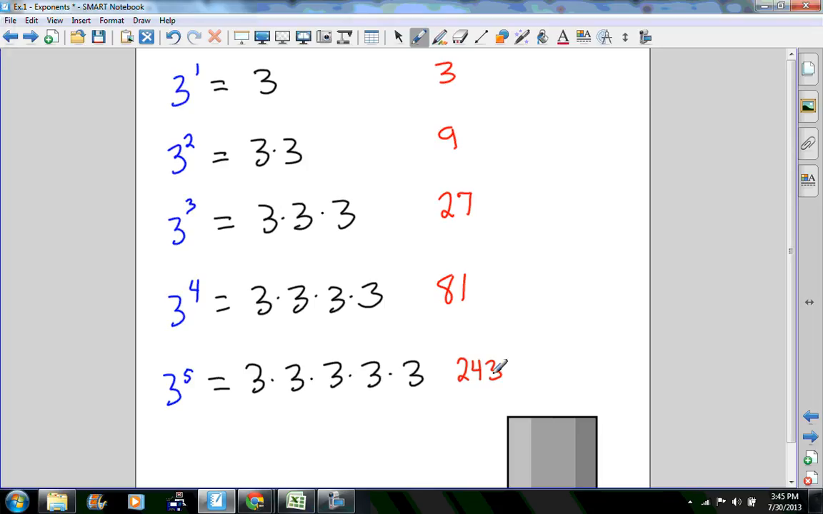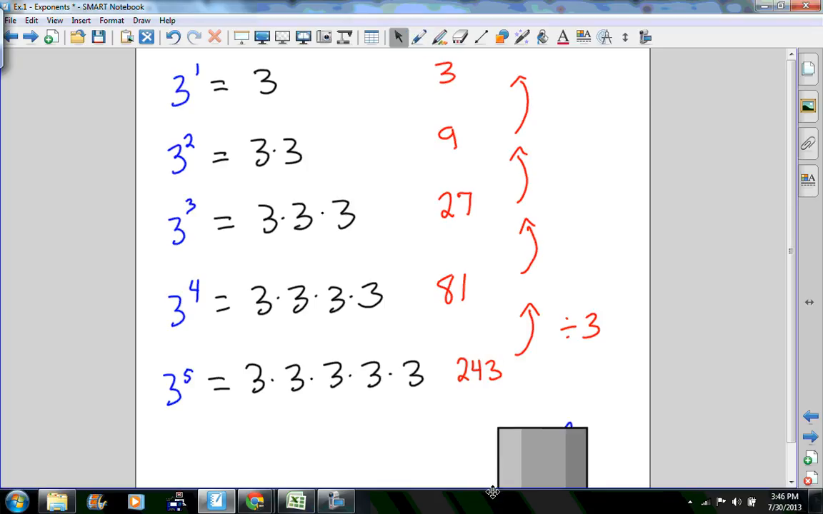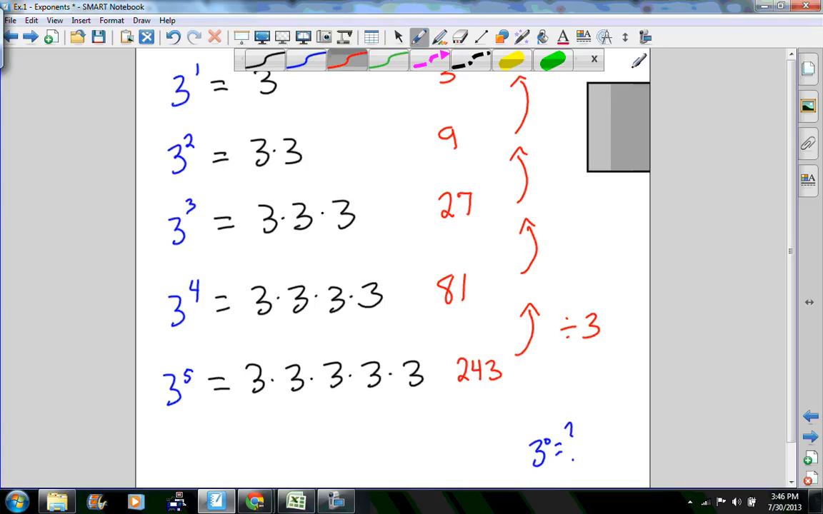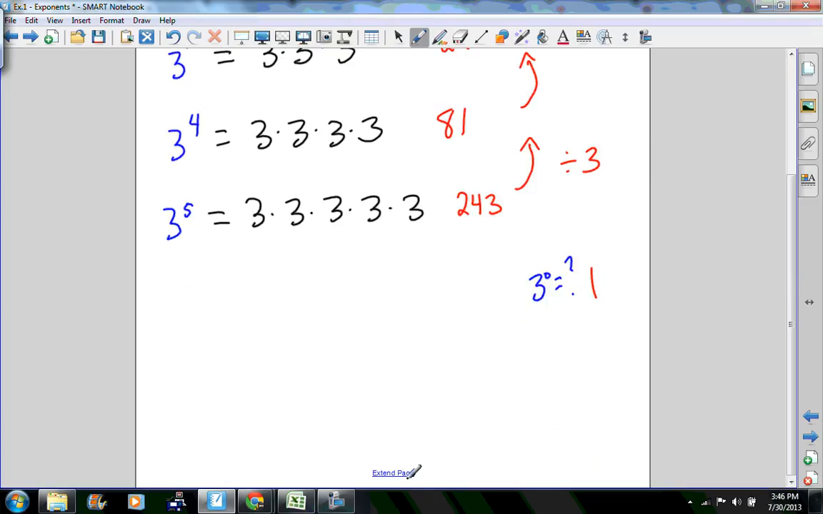Okay, now I want to break apart something that we're working on here. If you look at 243 to 81, if we're going up, we're just dividing by 3. And if we go from 81 to 27, we're dividing by 3 again. Then 27 to 9, we're dividing by 3, and then 9 to 3, we're dividing by 3. And notice how this is getting down. So what happens if we get 3 to the 0? Well, what's 3 divided by 3 going to be? Well, that's 1. And actually, we're going to extend this page down here.